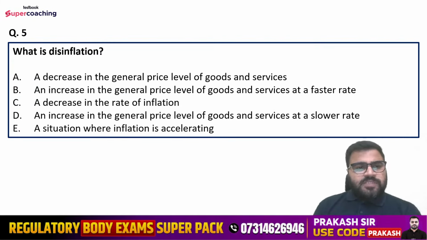Question number five is, what is disinflation? So options are: a decrease in the general price levels of goods and services; an increase in the general price level of goods and services at a faster rate; a decrease in the rate of inflation; an increase in the general price level of goods and services at a slower rate; or a situation where inflation is accelerating? Yes, guys, tell me what is the right answer according to you.